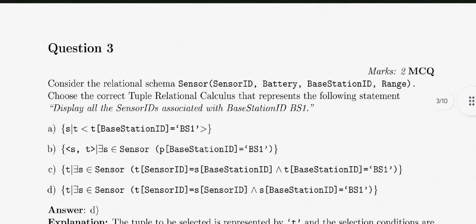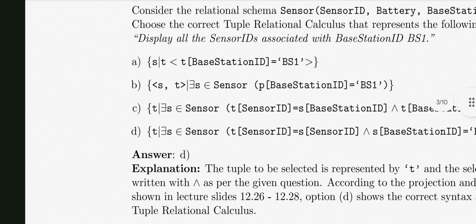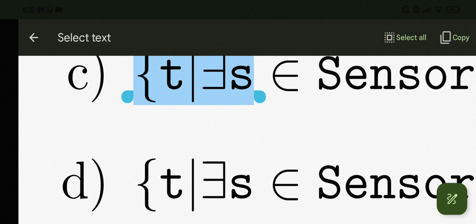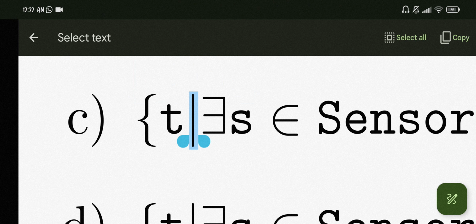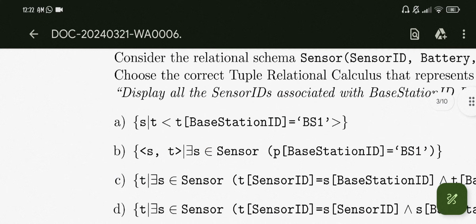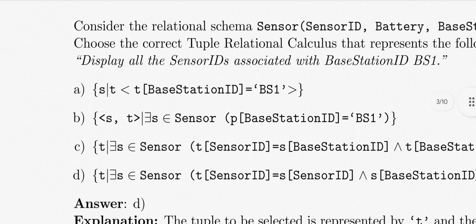Here we have tuple relational calculus. I don't know what the name is for this special symbol, but before this special symbol there should be a value called t. That is the syntax for tuple relational calculus. So C or D can be the answer, right?